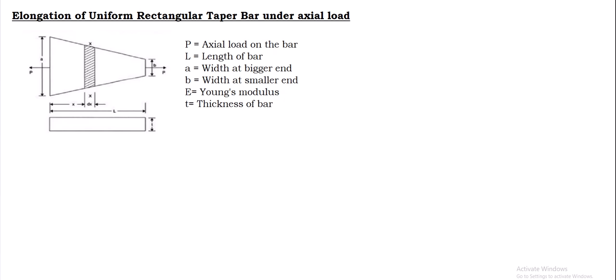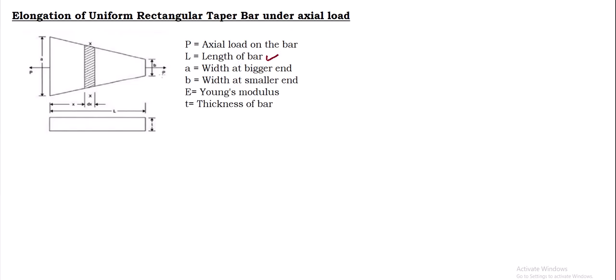Hello viewers, in this session I would like to discuss the elongation of a uniform rectangular taper bar under uniaxial load, meaning the load is acting on either side of the faces. In this rectangular taper bar I have considered a width at the bigger end as A and the width at the smaller end as B, the load applied on either end is P, and the total length of the bar is L.